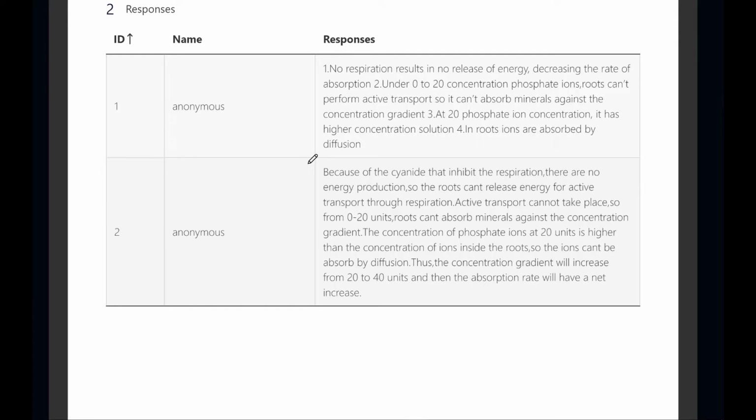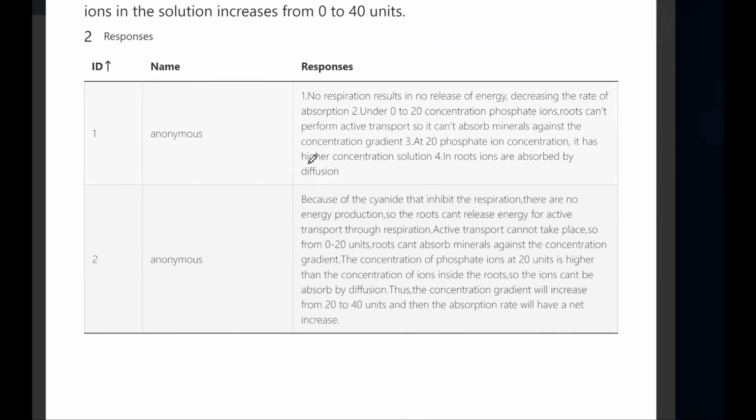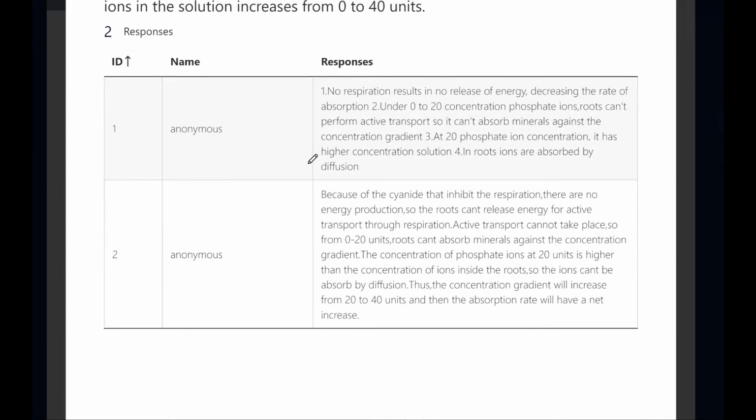The concentration of phosphate ions at 20 units is higher than the concentration of ions inside the roots. So the ions can't be absorbed by diffusion. So this should be a typo: the ions can be absorbed by diffusion. Thus, the concentration gradient will increase from 20 to 40 units, and then the absorption rate will have a net increase. Good. Since the concentration increases from 20 to 40 units, you have a higher rate of diffusion. So for the second response, which is very good, 4 marks, you got them all.